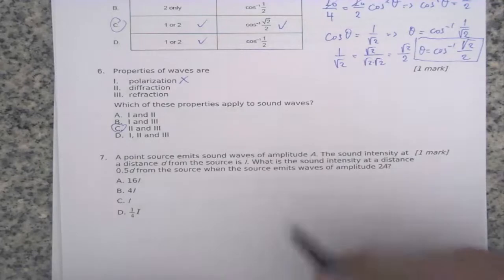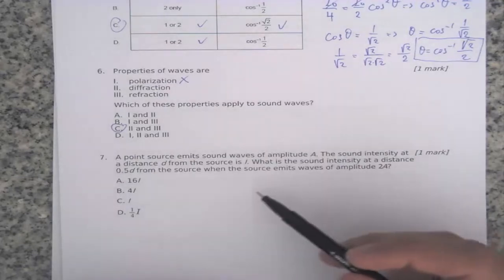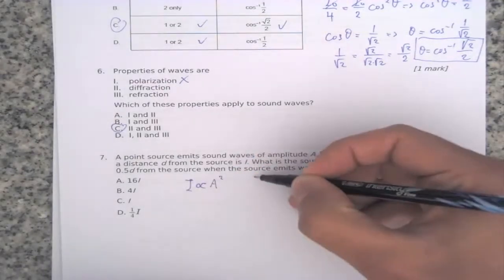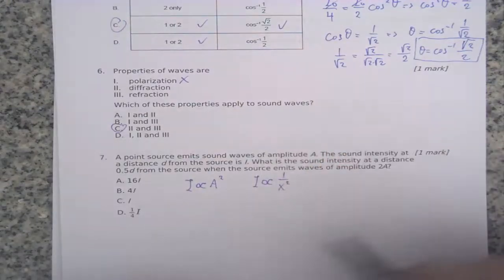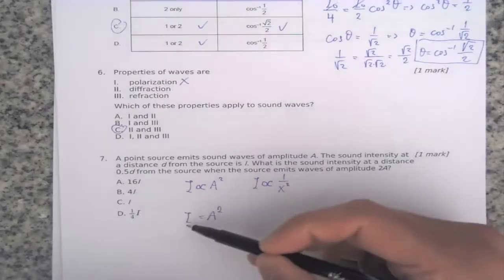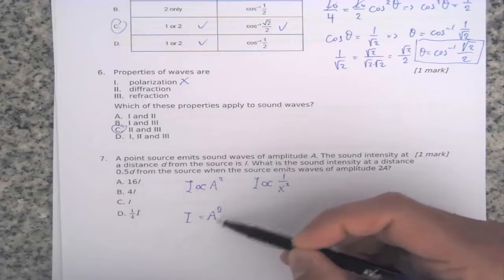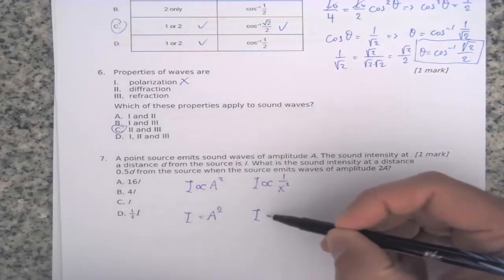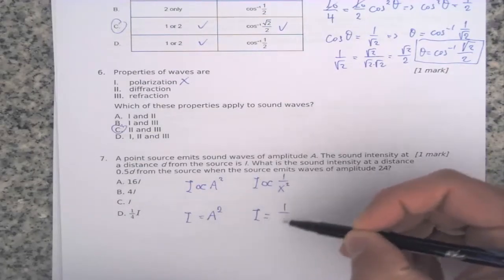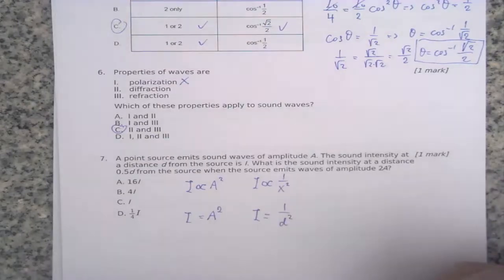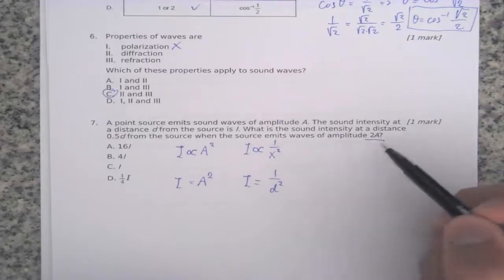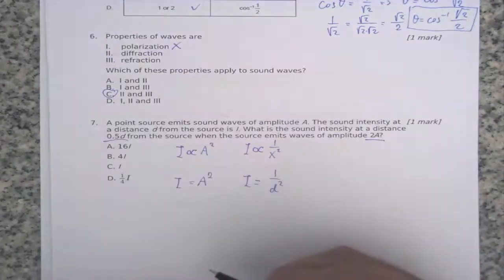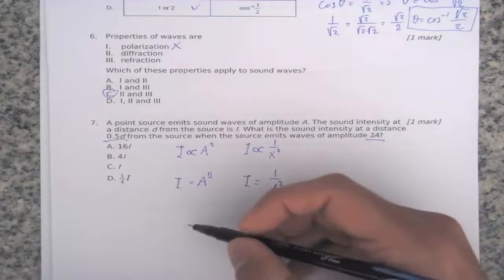So what do we have here? We have two relationships: between intensity and amplitude, and between intensity and the distance between the source and wherever you try to measure it. And you know that the intensity I comes from an amplitude A squared, and also the intensity I comes from a distance d squared. And what you will have to do here is to use intensity of amplitude 2A squared and intensity of distance 0.5 d.